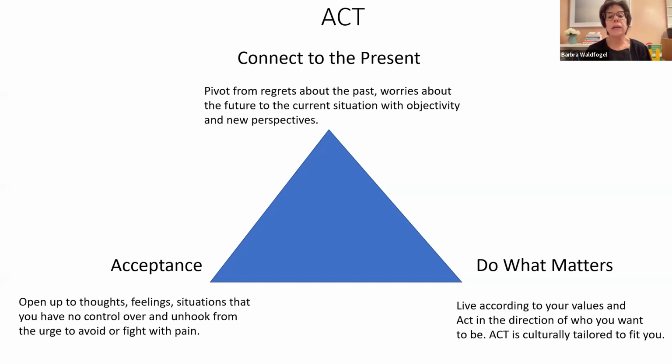Okay, so there are three major processes that your ACT therapist would be looking at to work with you on. The first, on the bottom left-hand side of your screen, is acceptance. Acceptance refers to opening up to thoughts, feelings, situations that you have no control over. It is the process by which you learn to unhook from the urge to avoid or fight with the pain and discomfort and thoughts. At the top of your screen, you'll see connecting to the present.